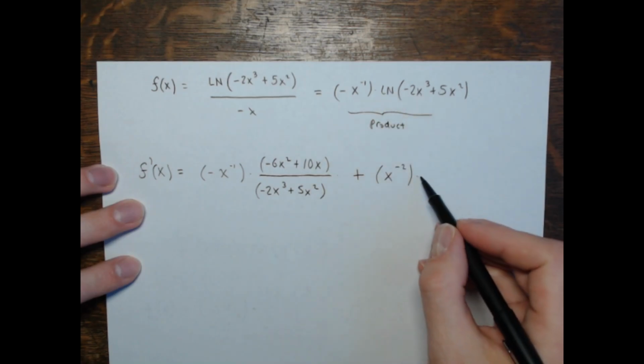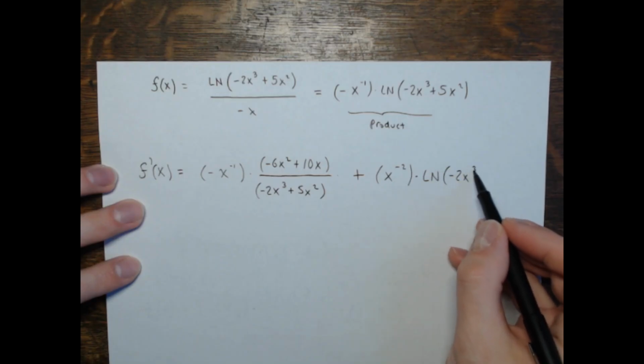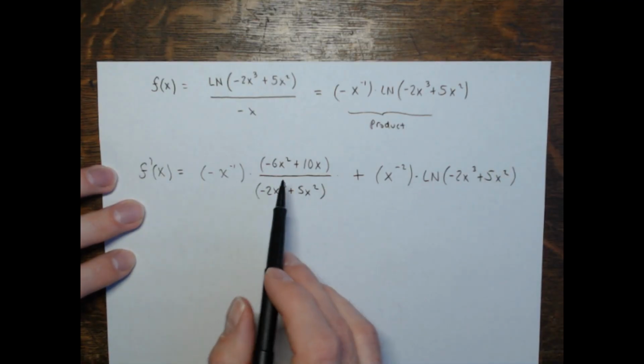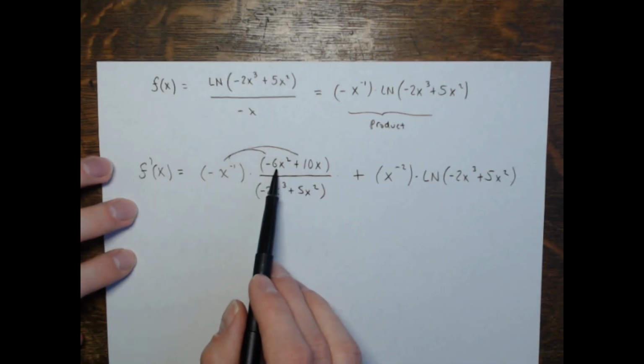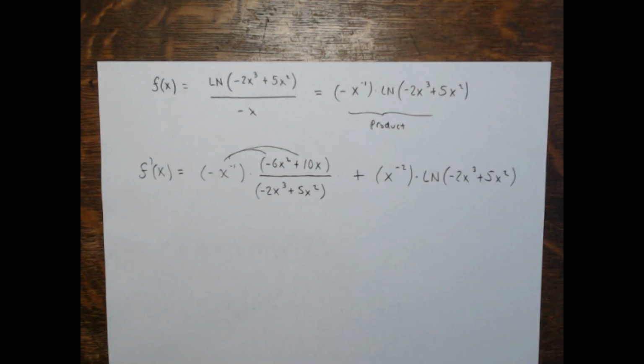And then leave the second factor the way it was, times the natural log of -2x cubed plus 5x squared. All right, now I'm just going to leave this. I might distribute this actually, just to save on typing, make this positive 6 times x, and then -10 in the numerator there.